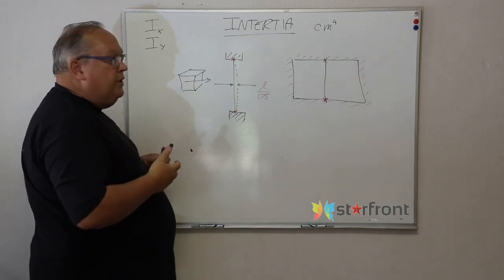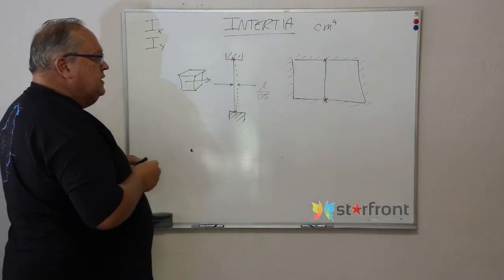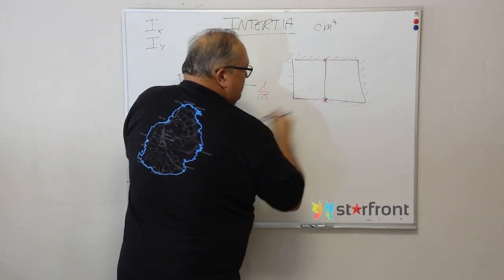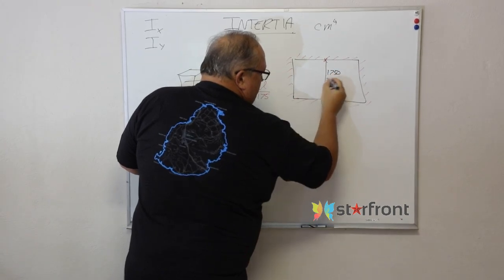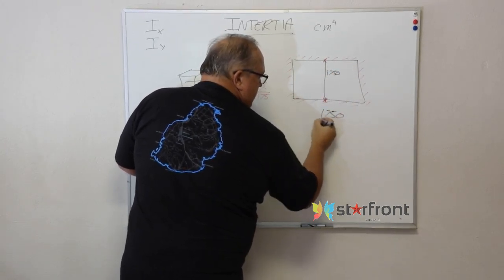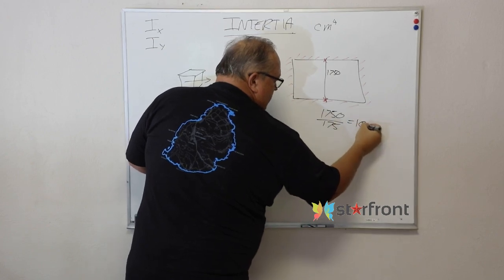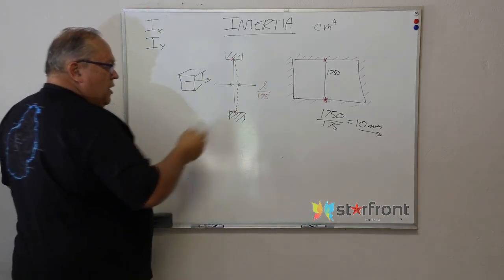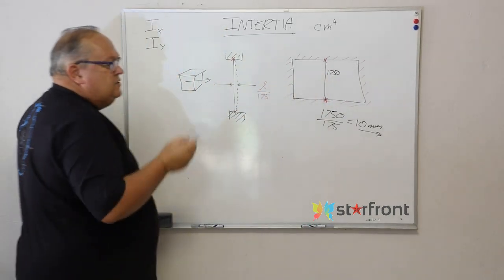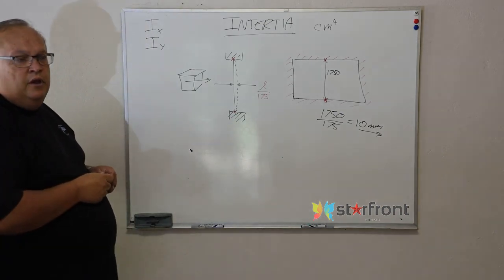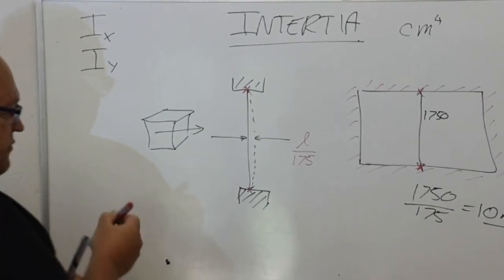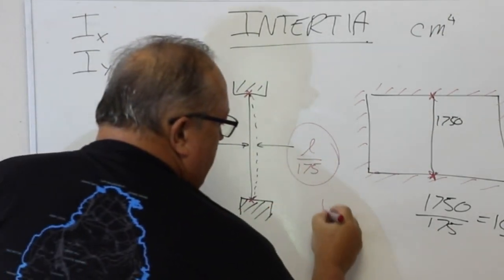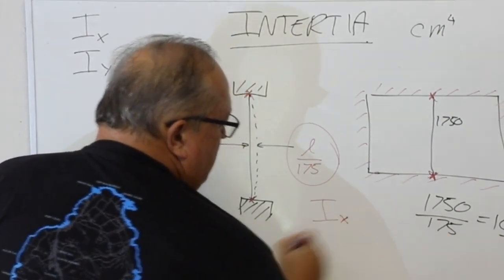Now, I can't build that window, install it in place, and then sit with a ruler and say, well, I know the length of this mullion is, let's say, 1750, which means that 1750 divided by my 175 equals 10 millimeters. I can't sit and wait for the wind to blow against this window and measure that that mullion is not moving by more than 10 millimeters. So I actually need to convert this value here into a minimum Ix value.